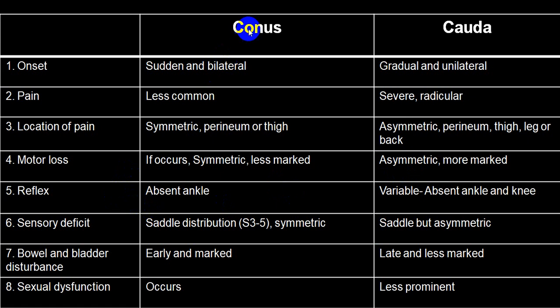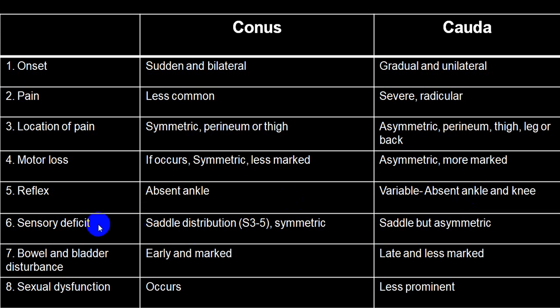Reflexes wise, in a conus, because it is concerned with L2, L3, L4, the ankle jerk is a good number of times absent. While in case of a cauda, depending upon the involvement, you can have the ankle as well as the knee jerk being absent.